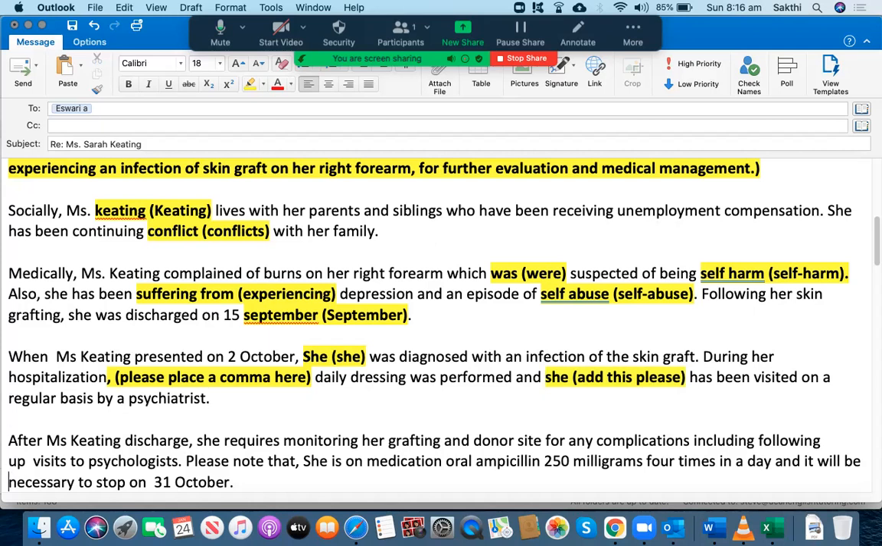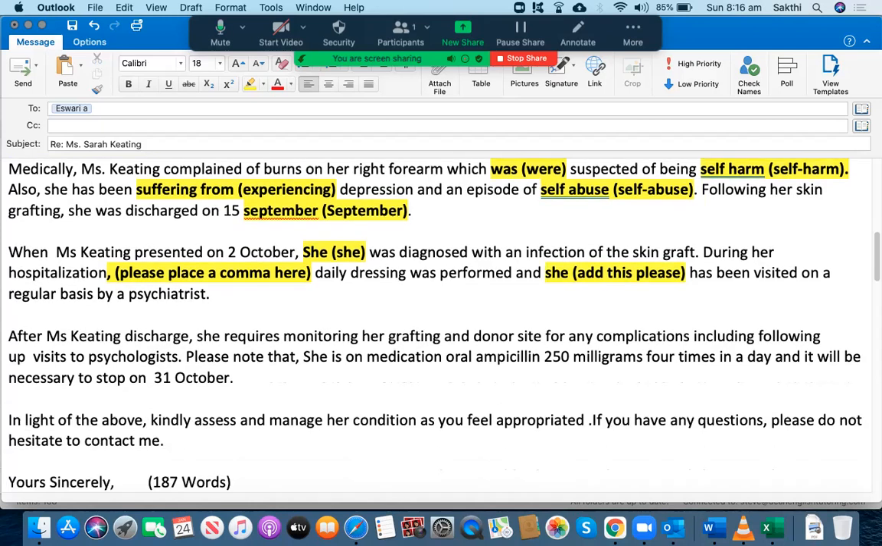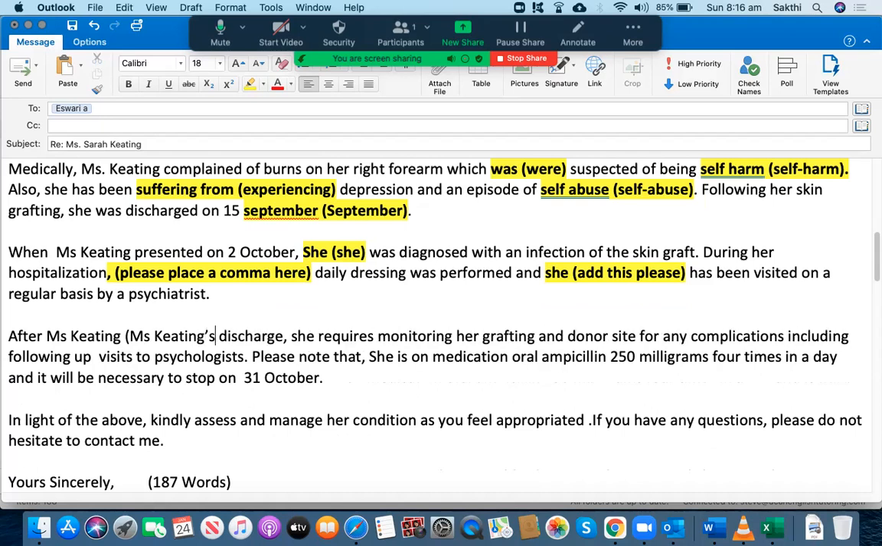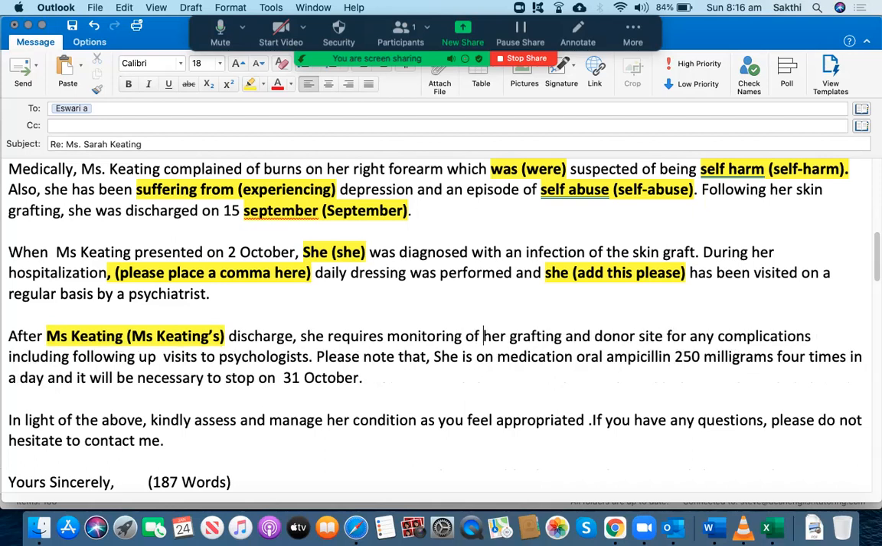All right, let's go to the next one. After Miss Keating discharge, it's not Miss Keating discharge. She should have mentioned Miss Keating's discharge. It must be an apostrophe. So you should have written down apostrophe and then s when you write down the discharge, because it's going to belong to her, right? So you should write this one. She requires monitoring of her. So add this one.